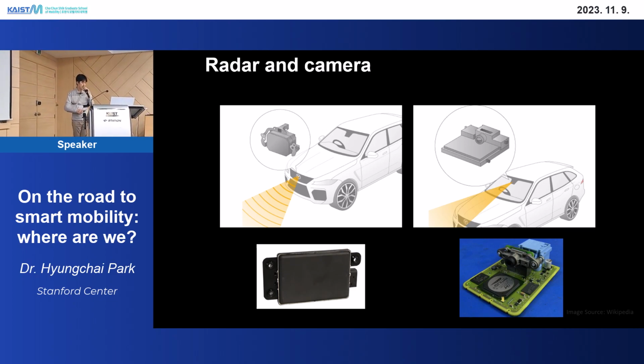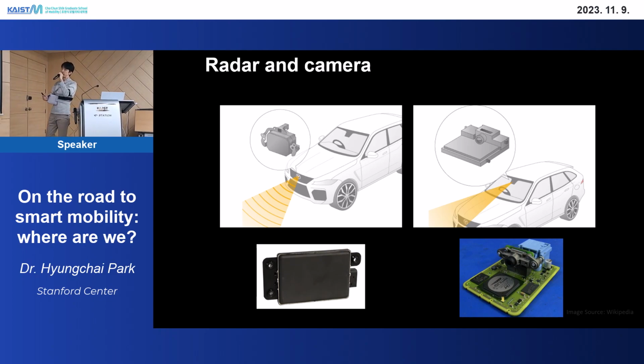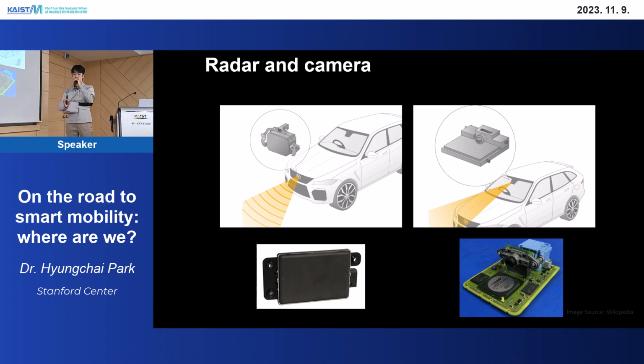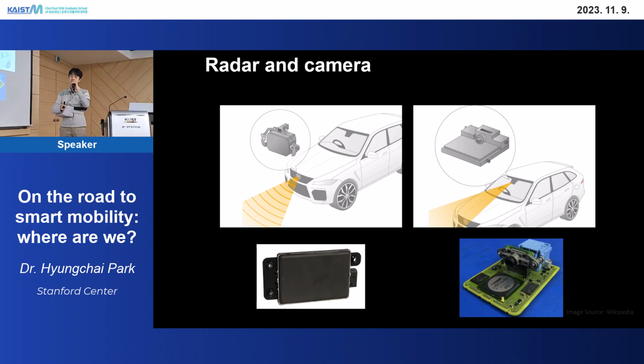So the first commercial radar was introduced by Mercedes-Benz in 1998 or 99. It's a 76 gigahertz automotive radar for passenger cars. And radar can detect the location of the front object and also the speed of the front object.